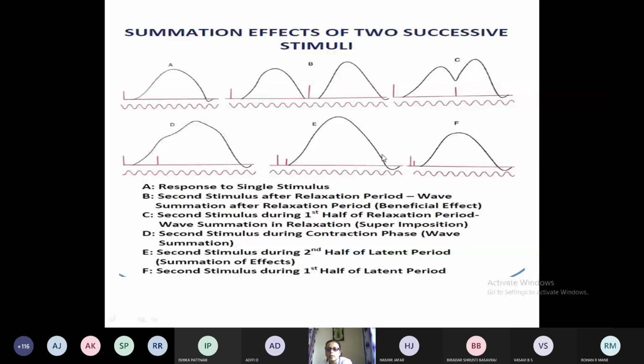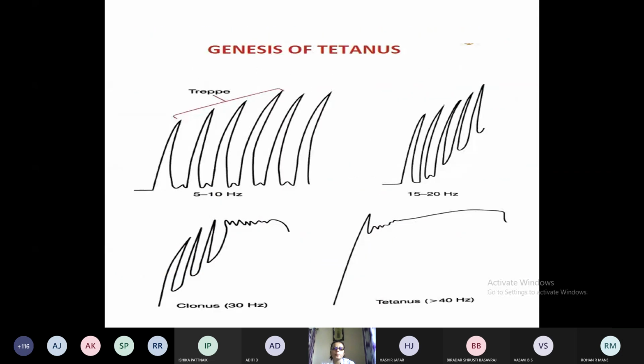Now moving towards the next graph, the last one. This is called the genesis of tetanus. How to read this graph, I will tell. But before that, see this graph carefully. You are seeing many important points. The first is treppe, the second is clonus, and the third is tetanus. So you have to know these terms with their definitions.